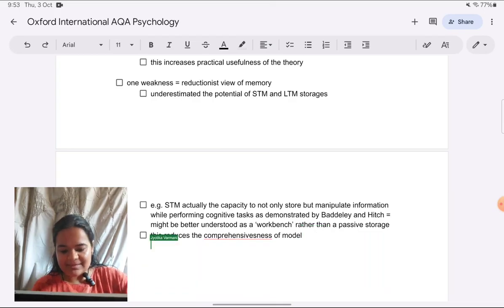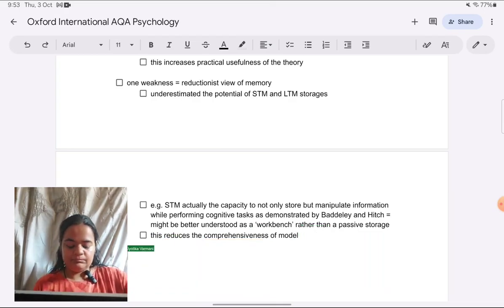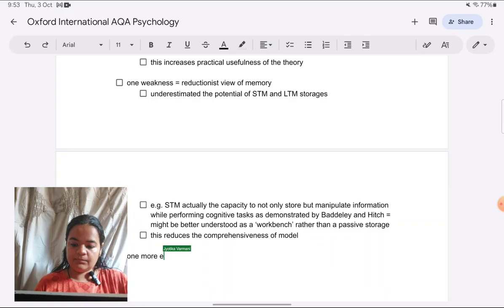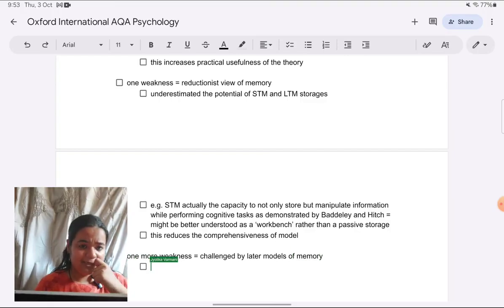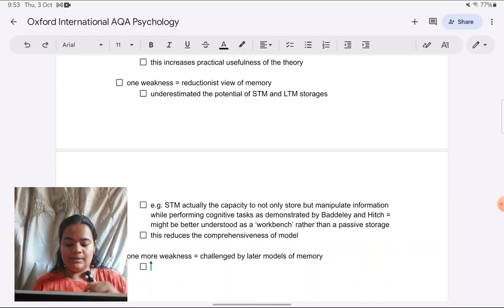And one more weakness is that it has been challenged. It's not maybe a very accurate model of memory, so it has been challenged by later models of memory. As we know, this is a classic one, so models which have followed it have challenged. There are many possibilities of models which you can give. I feel LOP is the best model we can give to show how it has been challenged.